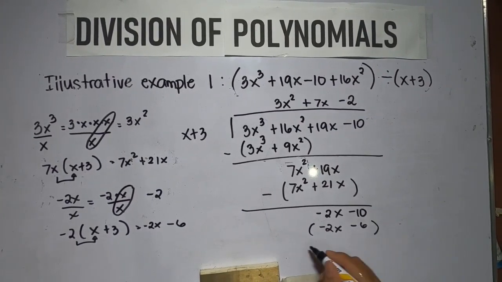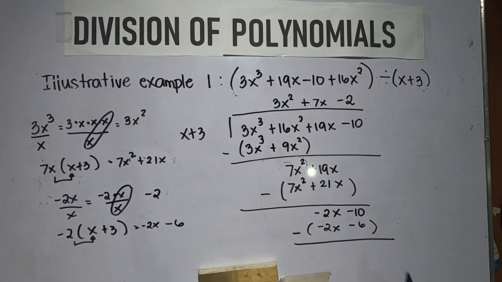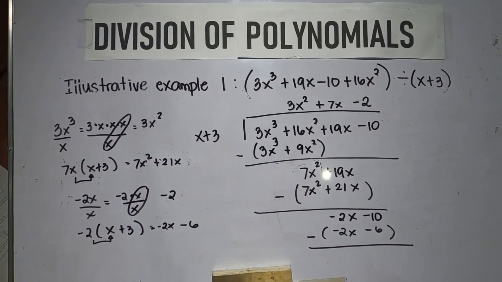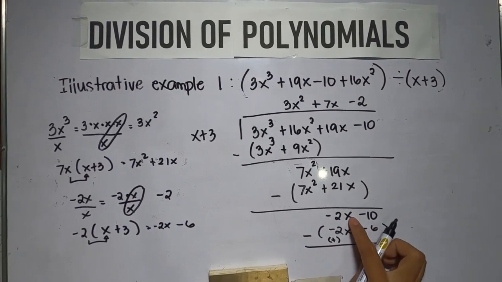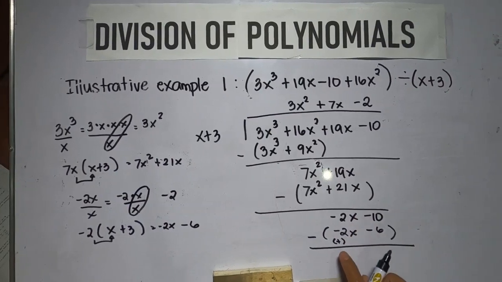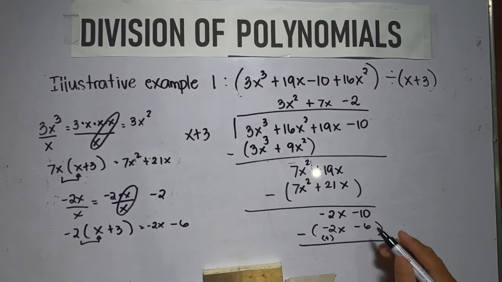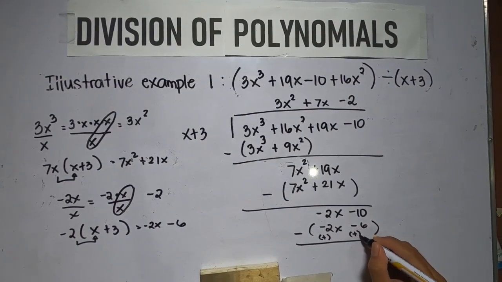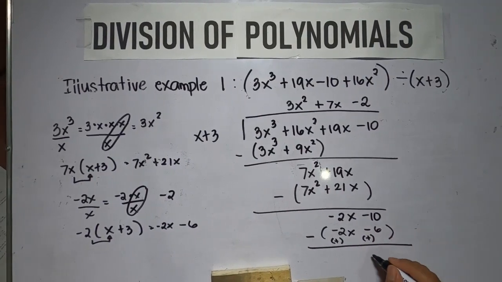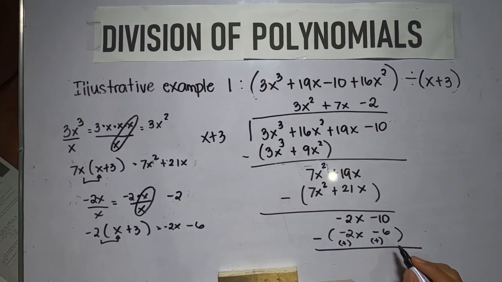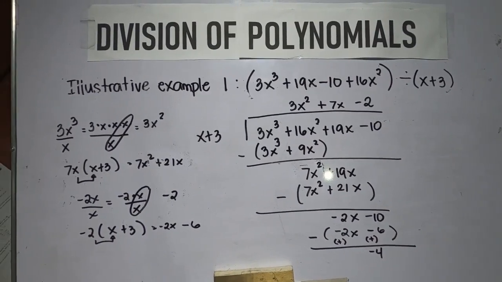What will be done next? Correct, subtract. Negative 2x minus negative 2x, that will become 0 because this will be changed as positive negative 2x, then proceed to addition. Negative 2x plus 2x is 0. Then, negative 10 minus negative 6. Again, this will become positive. Negative 10 plus 6, that is negative 4. So, the remainder is negative 4.